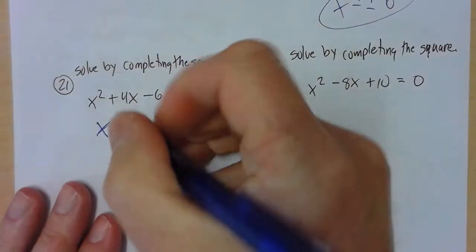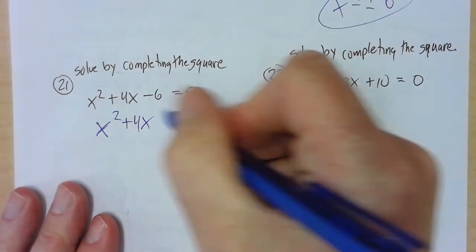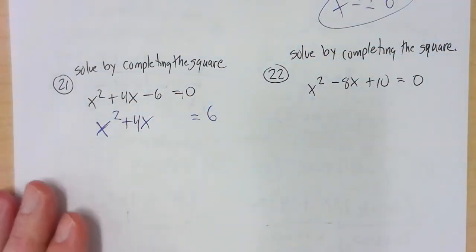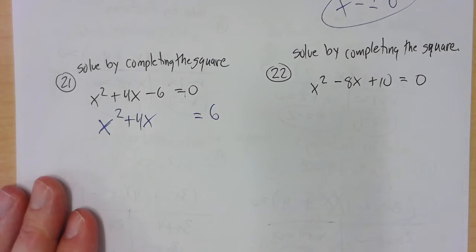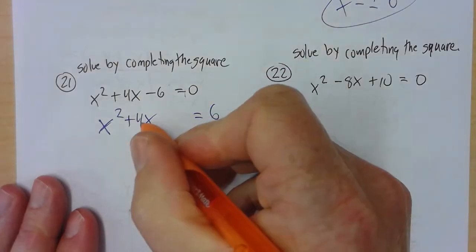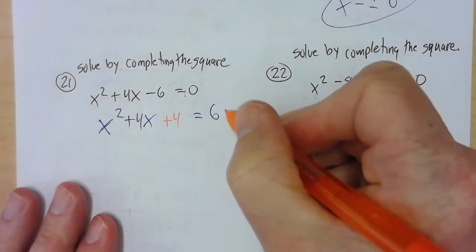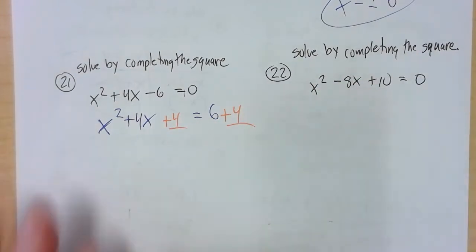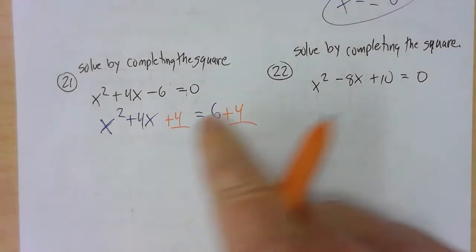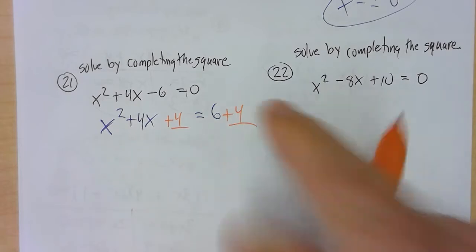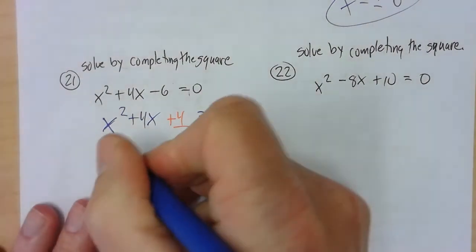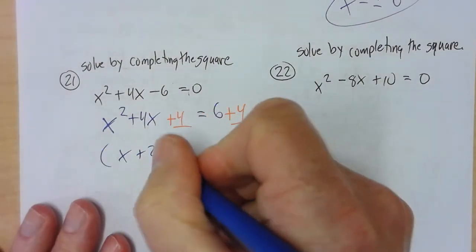x squared plus 4x, add the 6 over. Leave a blank space. Now I'm going to fill that blank space. Half the middle term is 2, squared is 4, so we add 4 to each side. I'm filling those two spots with the same number, because if you add to one side, you've got to add to the other side. Factor: x plus 2 times x plus 2.